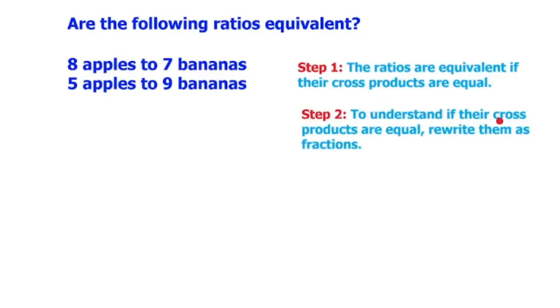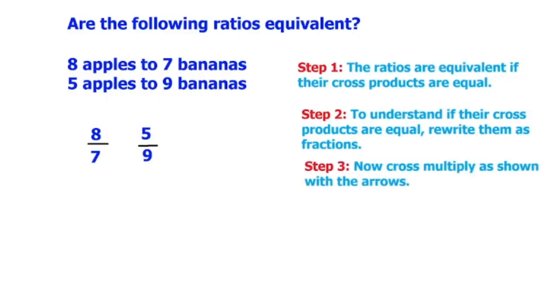So to understand if their cross products are equal, rewrite them as fractions. Remember, ratios are just the same as fractions. So 8 apples to 7 bananas, 8 over 7. 5 apples to 9 bananas, 5 over 9. So now we could use the cross multiplication method, and you could see that with the arrows shown. Okay, so these are the arrows. So you just cross multiply 7 times 5 and 8 times 9.